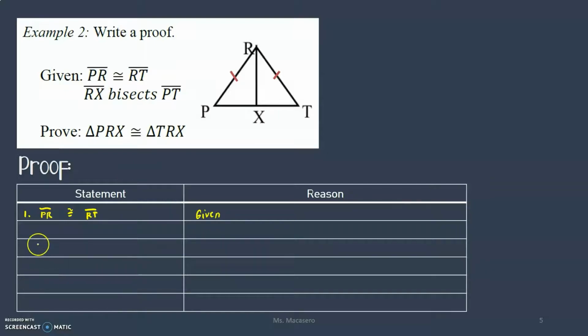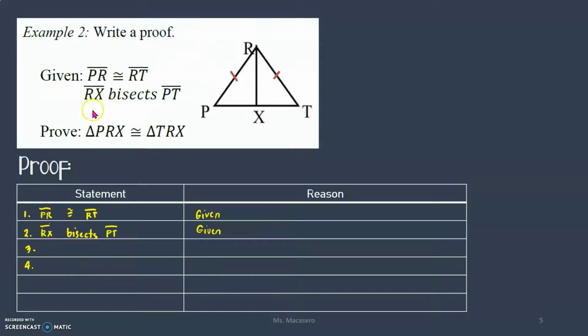Next, we have also segment RX bisects segment PT. And our reason for that is also given. So the first two statements are both given.